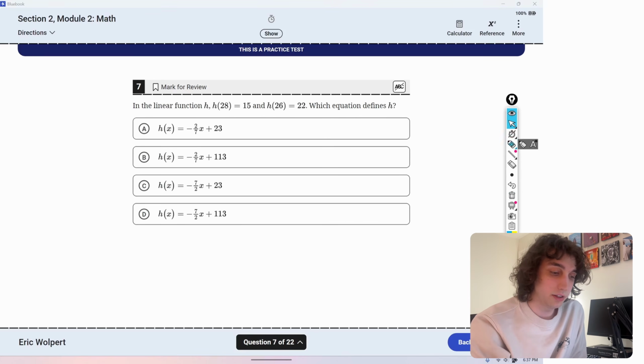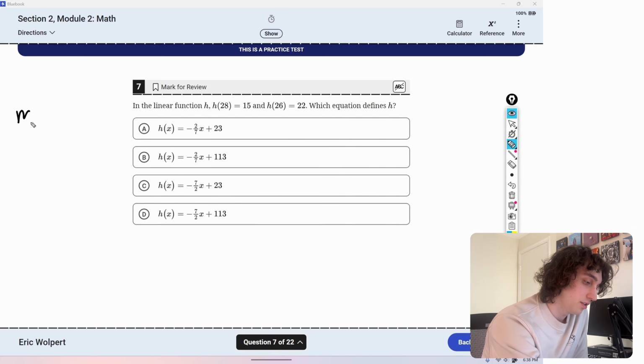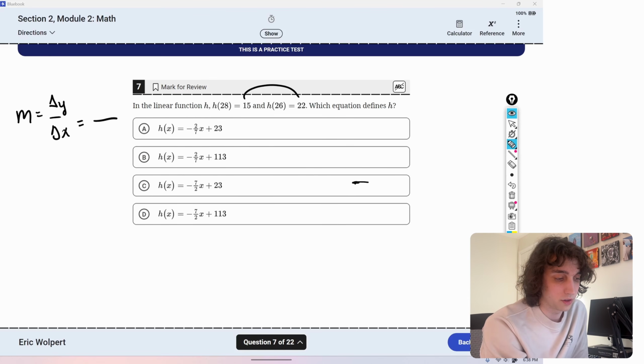Number 7, in the linear function h, h of 28 equals 15, and h of 26 equals 22, and we're trying to solve for h. One thing you can do is manually find the slope and find the intercept. That's all we're doing. You find the slope with your change in y over change in x. If we treat this as your first point and this is your second point, then your y goes up by 7 and your x goes down by 2, which means your slope is -7/2. So that narrows it down to C and D.